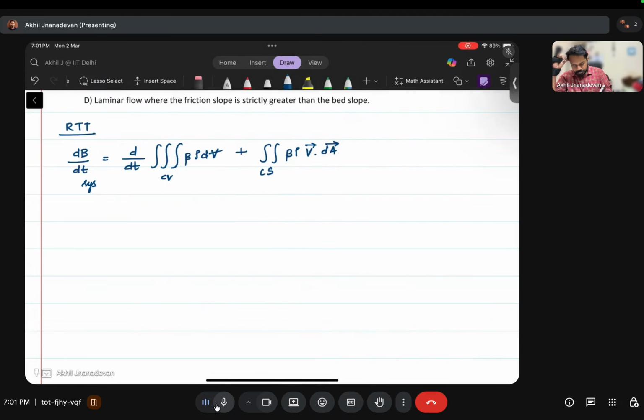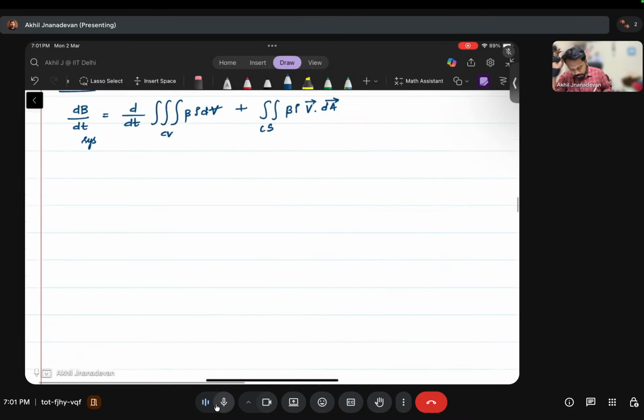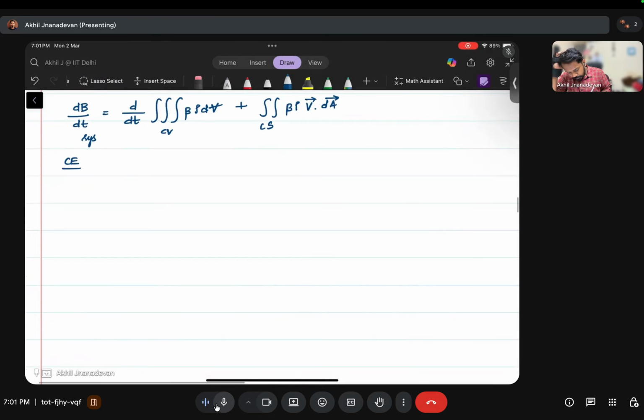So let's quickly see the continuity equation. In the continuity equation, the extrinsic property B is mass, m. So dB by dt will be 0. And here beta, which is dB by dm, will be equal to 1.